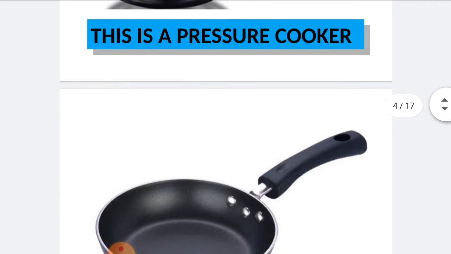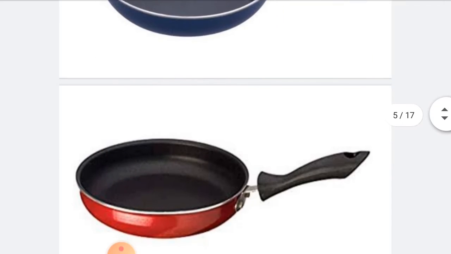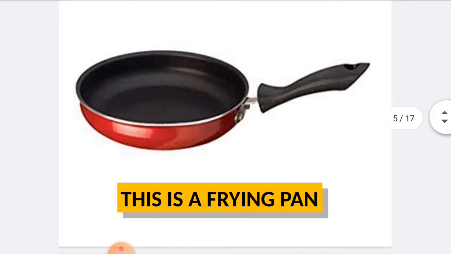Now the next utensil. Can you tell me what this is? This is used for frying. Can you tell me? Yes, I hope you know it now. Come on, please repeat. This is a frying pan.